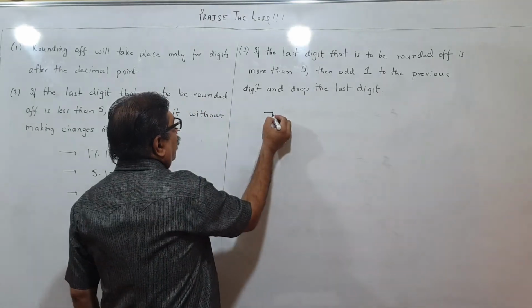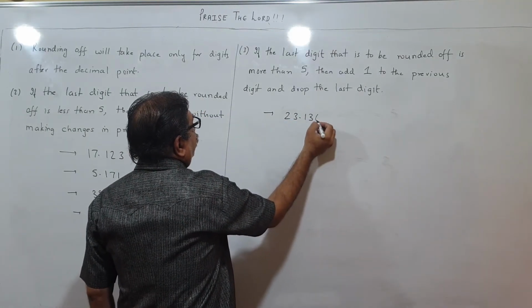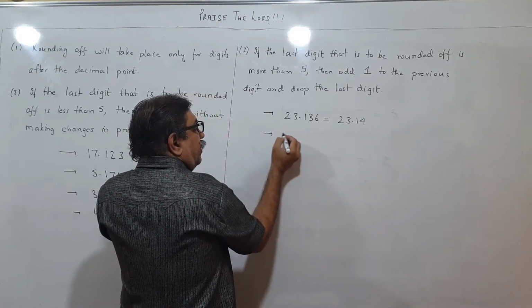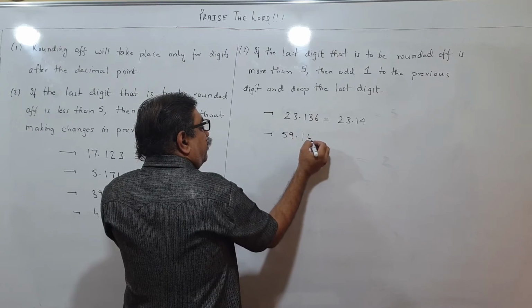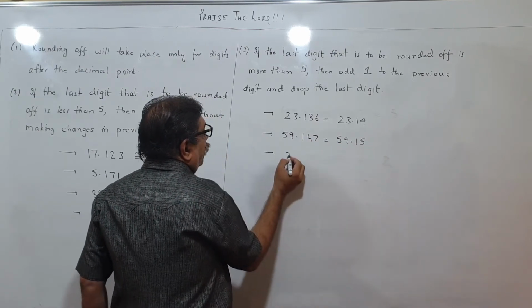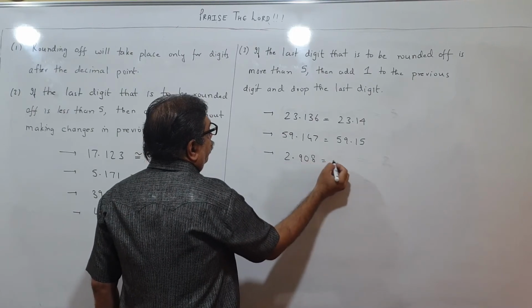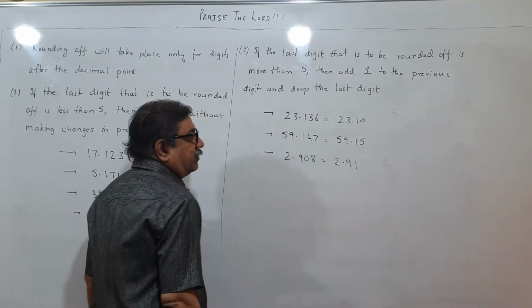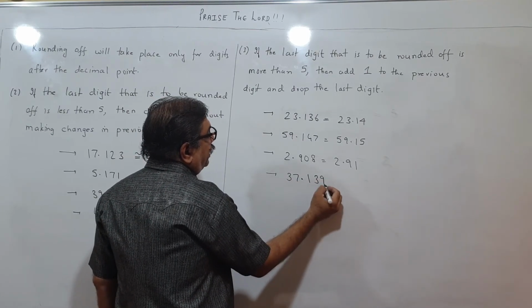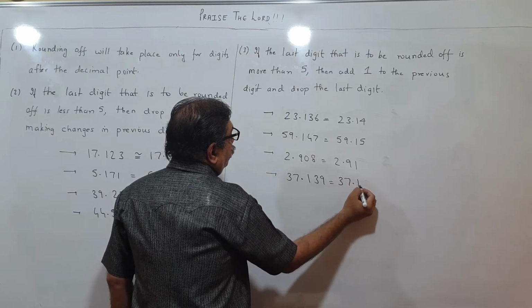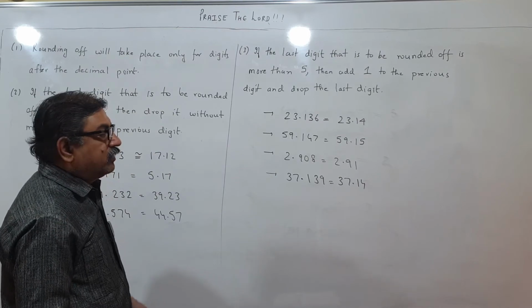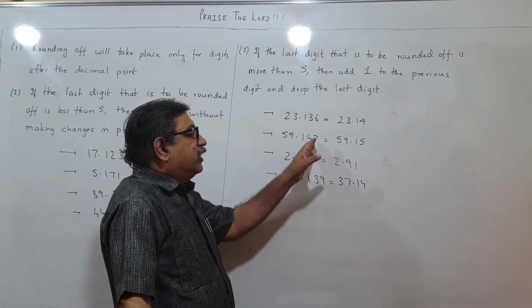Examples can be 23.136, that will be 23.14, adding 1 to this. 59.147, this will be 59.15. 2.908, this will become 2.91. 37.139, this will become 37.14. So 6, 7, 8, 9, you can see a digit more than 5. So add 1 to the previous digit and drop the last one.